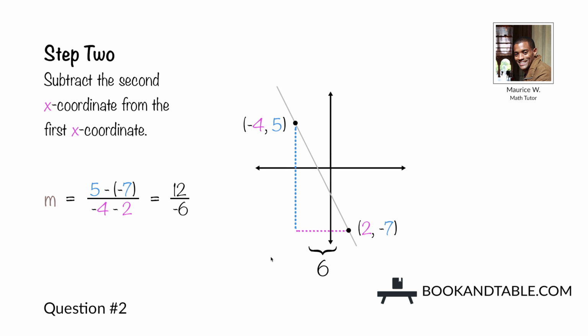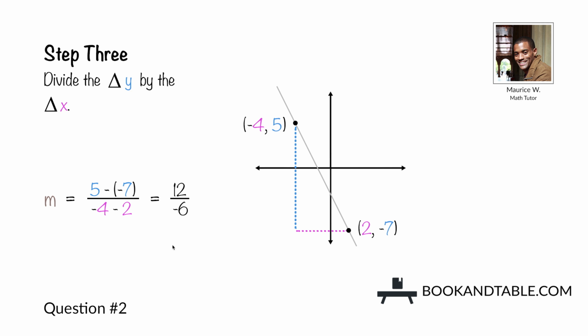Step 2, subtract the second x-coordinate from the first x-coordinate. That would be -4 minus 2. A total horizontal distance of 6, but your delta x would be -4 minus 2, which is -6. Step 3, divide the delta y by the delta x. 12 divided by -6 would then give you a slope of -2.